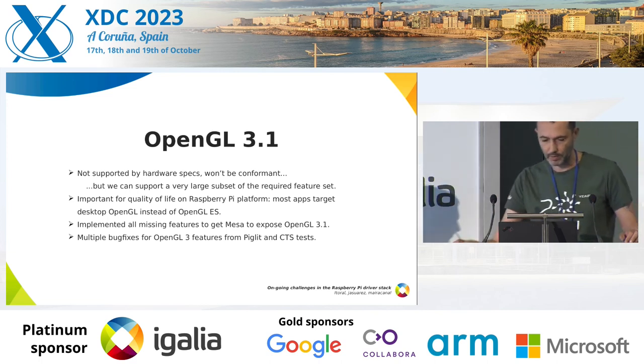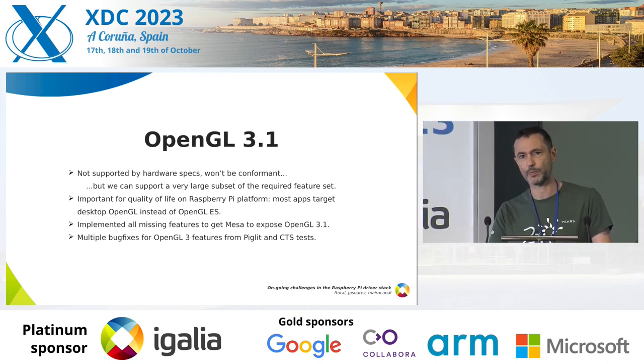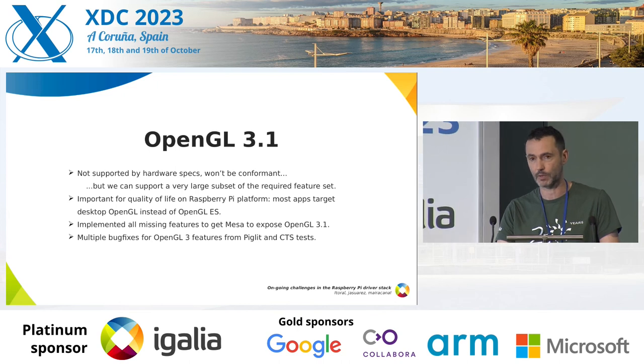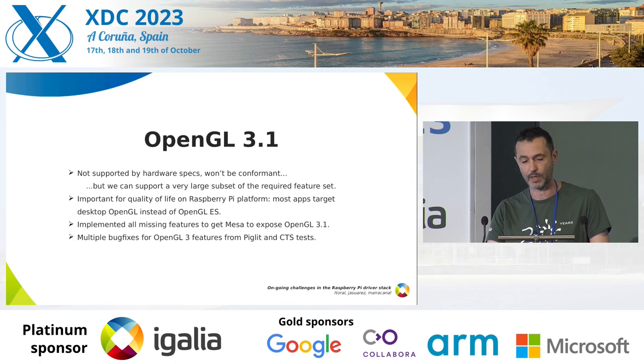Yeah, so OpenGL 3.1 for Raspberry Pi 4. The first thing is that we expose OpenGL 3.1, but we are not conformant, and probably won't be conformant, at least for the Raspberry Pi 4. The reason is that this requires some features in the hardware that we don't have. But still, we have quite a large number of features that allows us to implement all the required extensions and things to expose OpenGL 3.1.